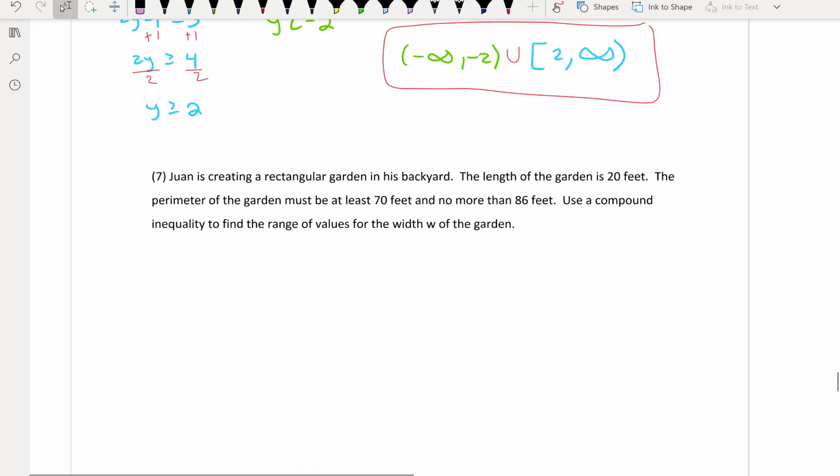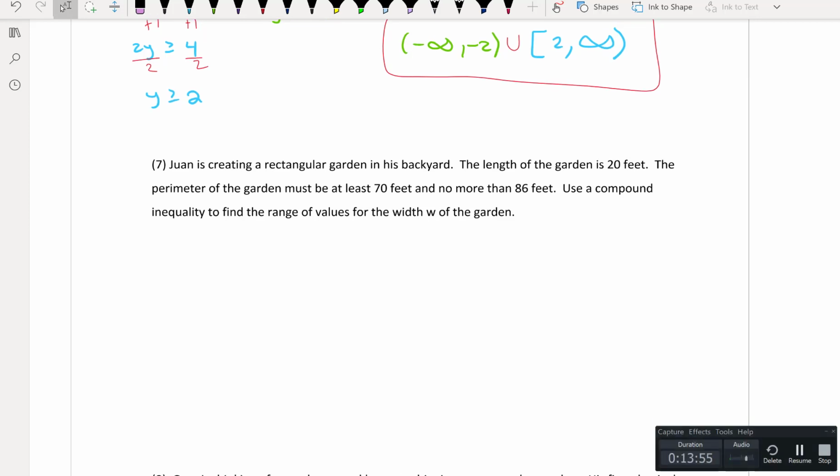Okay, so now this next example. It says Juan is creating a rectangular garden in his backyard. The length of the garden is 20 feet. The perimeter of the garden must be at least 70 feet and no more than 86 feet. Use a compound inequality to find the range of values for the width W of the garden.